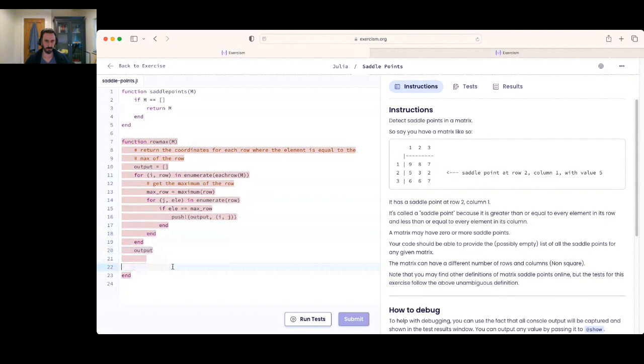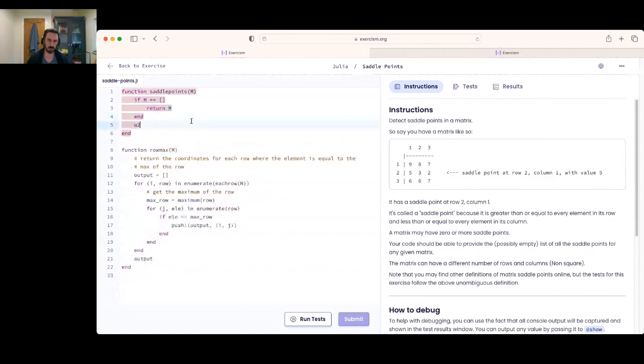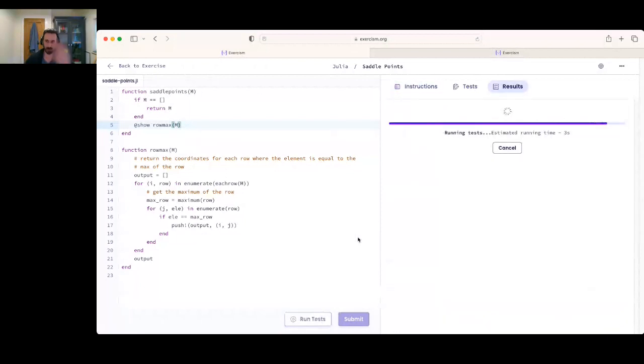Output. Wonderful. Okay, so let's just try and see what happens. What do I want? I want show row max 10. So hopefully, when we run this, I will get an output for each row, the coordinates of the maximum element in that row, in each row. Let's have a look. Should fail all the tests still, so shouldn't worry about that.